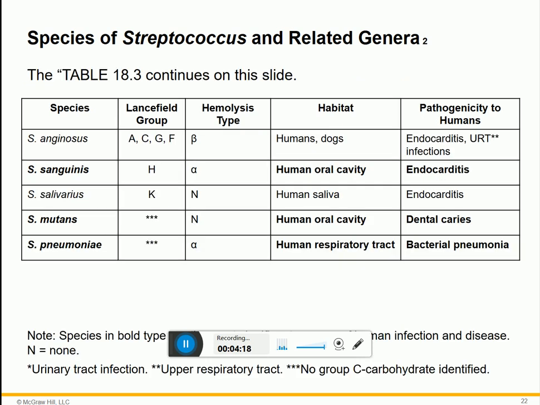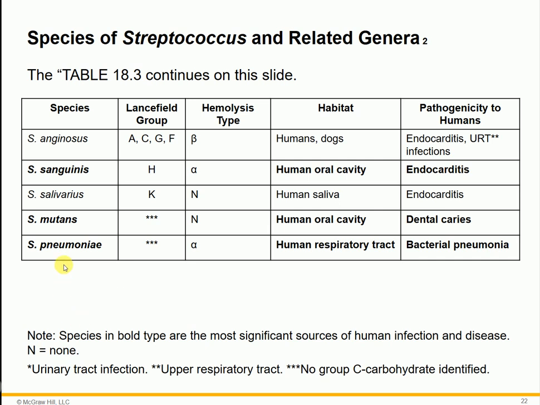Other ones that are important clinically are the Streptococcus sanguinis and mutans. Both of these are found in the oral cavity, and if they overgrow, they could lead to dental cavities, and they can even invade into the bloodstream and lodge themselves onto the valves, leading to endocarditis.